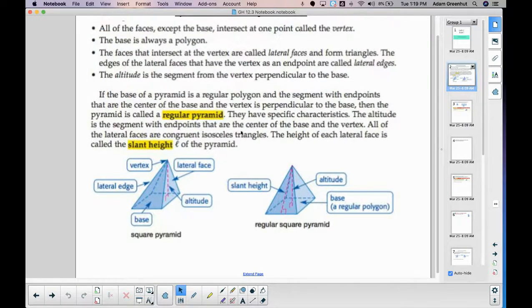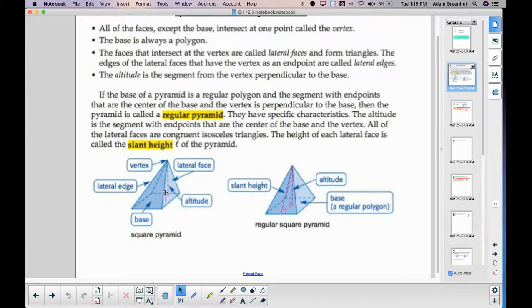I think we talked about this quite a bit in the first section, but a pyramid has one base. That could be any polygon. In this case, it looks like a square. And then it's got lateral faces, which are triangles that meet at a top vertex. The triangles are known as lateral faces. The edges of the triangles are the lateral edges. The edges of the base are the base edges.